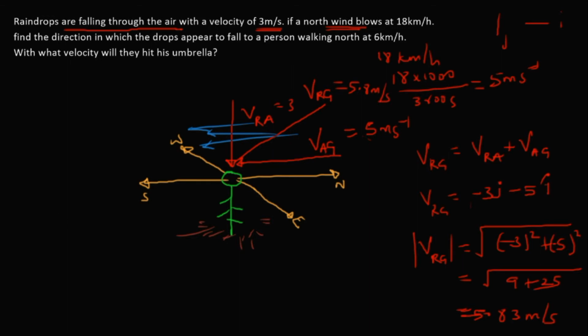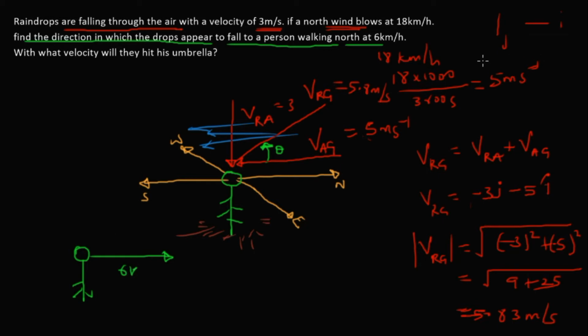Okay, let's see, find the direction in which the drops appear to fall on a person that is walking north at 6 kilometers per hour. So the direction it will fall on a person that is walking to the north is this direction. It is that same direction. Let's call the direction angle theta. So suppose this is the person now. That person is walking towards the north at 6 kilometers per hour.